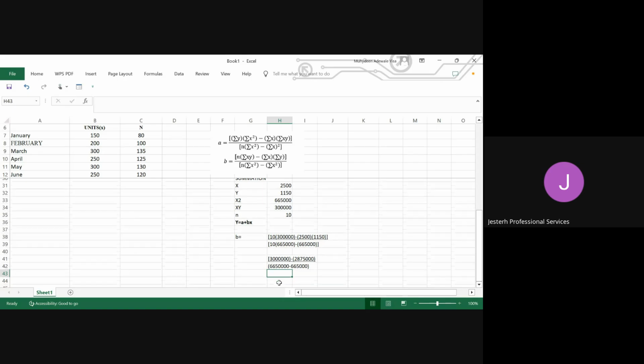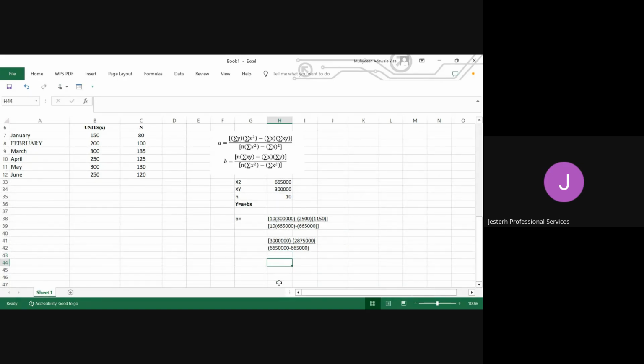Now we have to break it down. Now let's subtract one after the other. Now 3 million minus 2,875,000. The first one gives us 125,000.